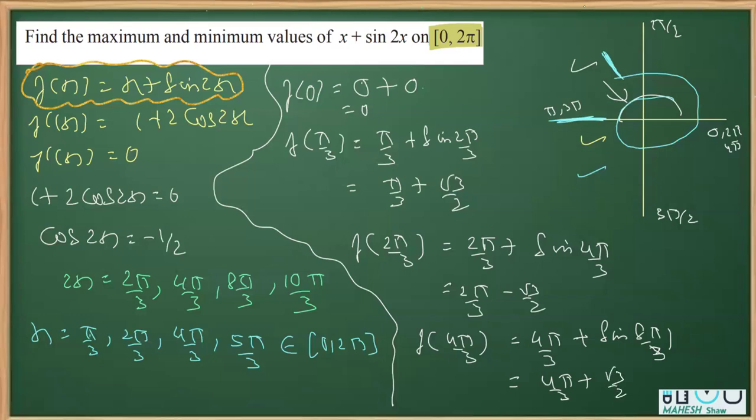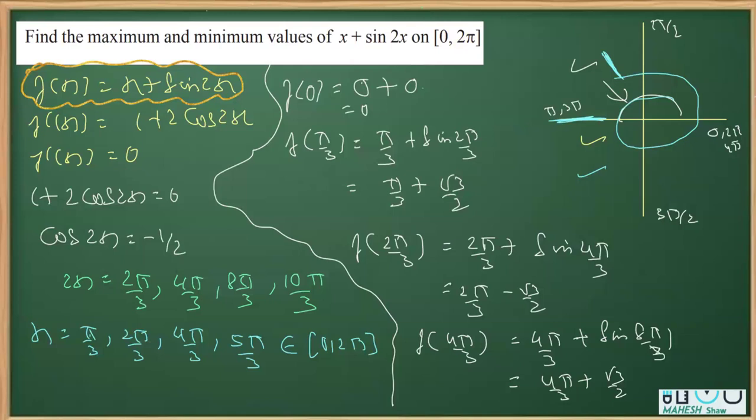You can figure it out also: if you divide 8 pi by 3, you'll know that it is 2 times, so it's 2 pi plus pi by 3. Since sine of 2 pi plus theta is sine theta, that is sine pi by 3. So we got this, and I think we are left with one more.